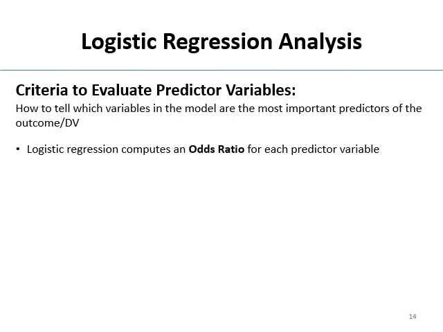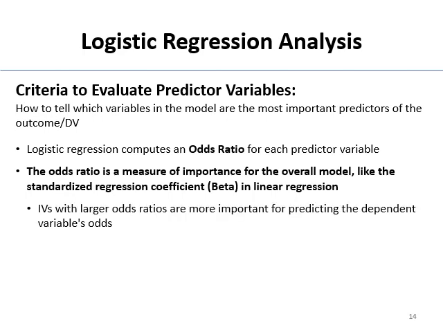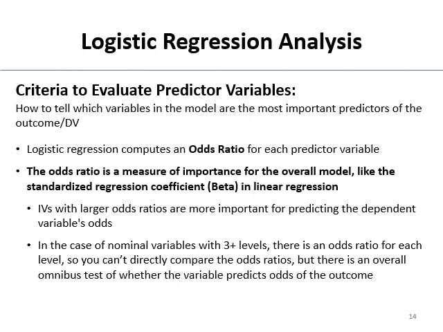The thing that you use is called an OR, or an odds ratio, and SPSS produces it for each predictor variable. It is a measure of the importance for the overall model of each predictor, like the standardized regression or beta coefficient in linear regression. So independent variables or covariates that have larger odds ratios are more important for predicting the outcome's odds, and therefore they're more important for the overall model.